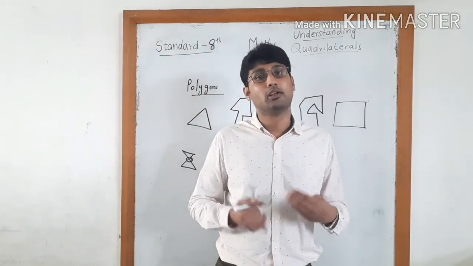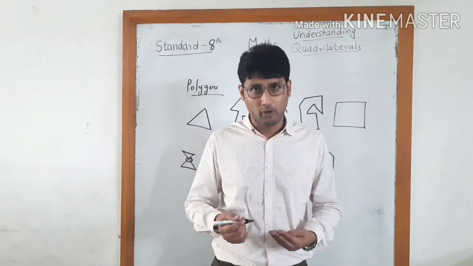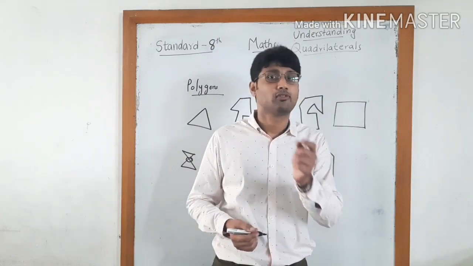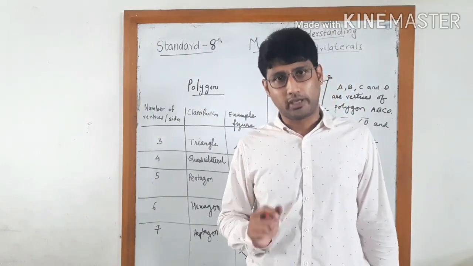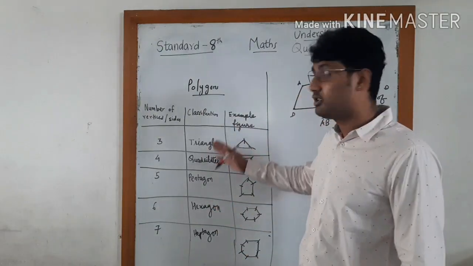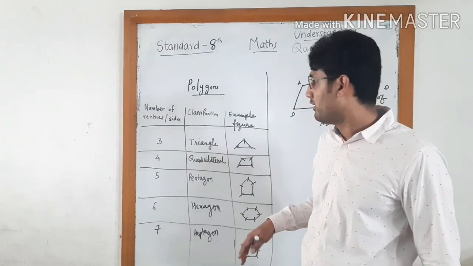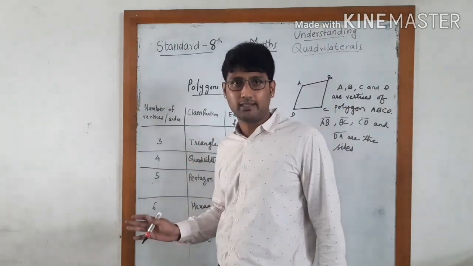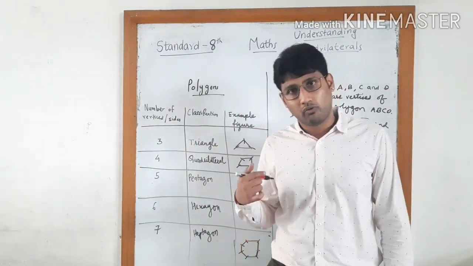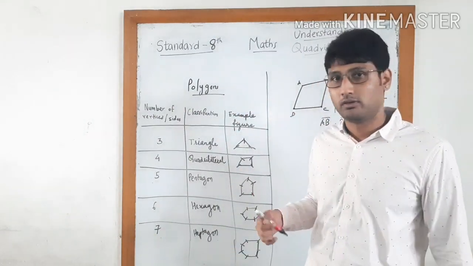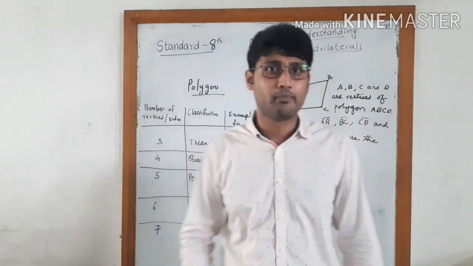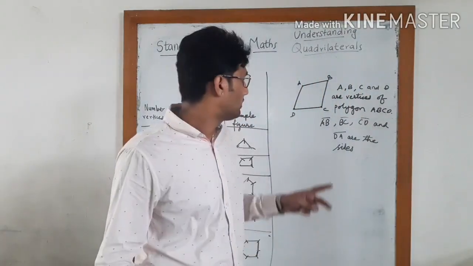Let us talk about certain commonly known types of polygons based on the number of sides that they have. If you check page number 38 of your textbook, such a table is given in which you have the number of vertices or sides of a polygon, what it is called, what the category is called, and a sample figure. So before we move on there, just remember certain basics.